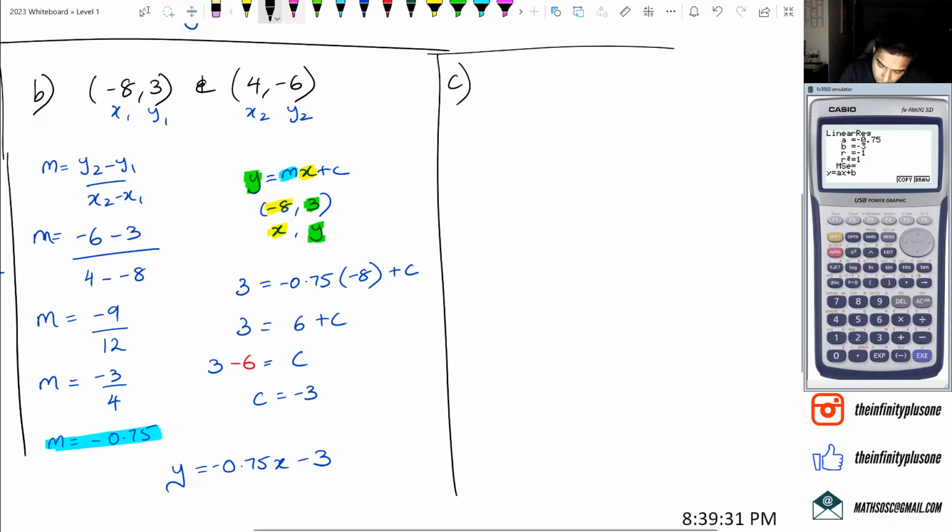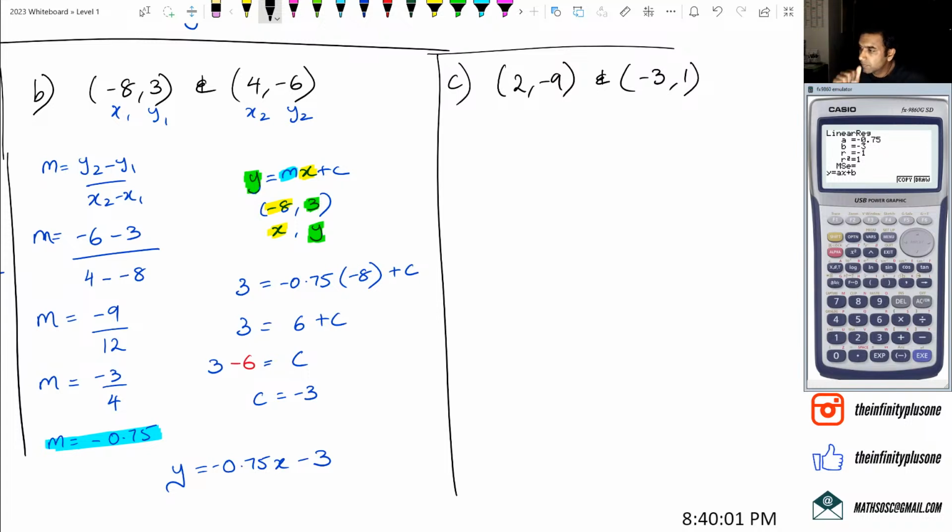Okay, so I'm going to give you guys 2 more points to work out. The first point is going to be 2 and -9. And the second point is going to be -3 and +1. Let's try this one here. So again, find the gradient first. Once you find the gradient, then substitute into y equals mx plus c, and then you should be able to come up with the answer. I'm going to give you guys a couple of minutes to try and do this.